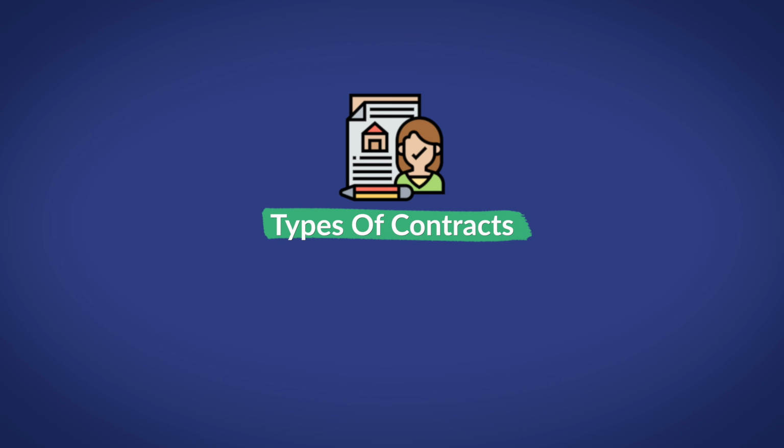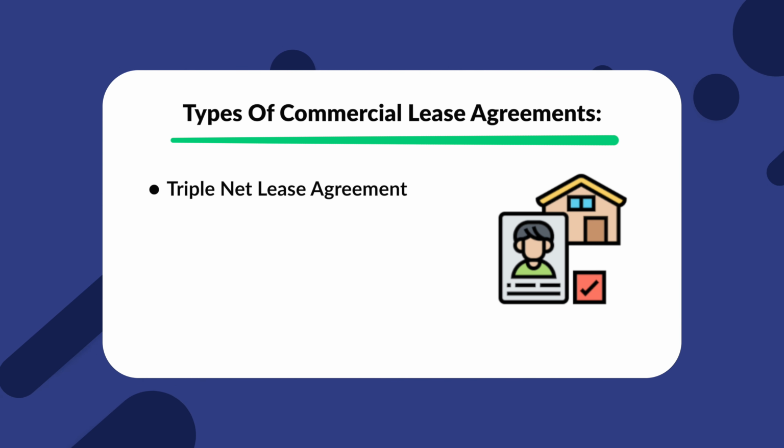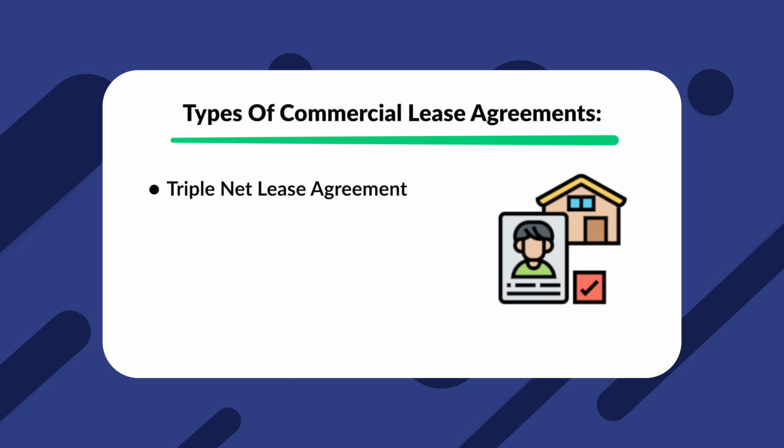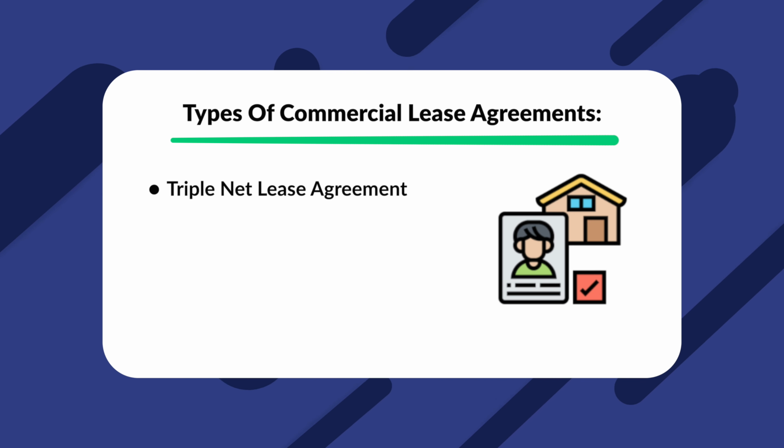Types of contracts. As with most other states, there are three main types of commercial lease agreements. They are triple net lease agreement. The lessee or tenant is responsible for covering all property expenses in a triple net lease agreement. This includes taxes, rent, insurance, and other costs related to the shared space.